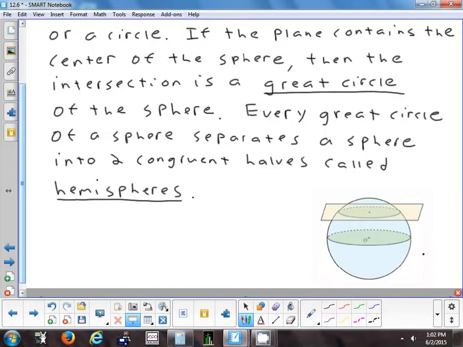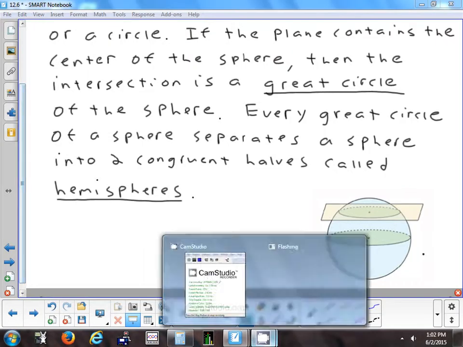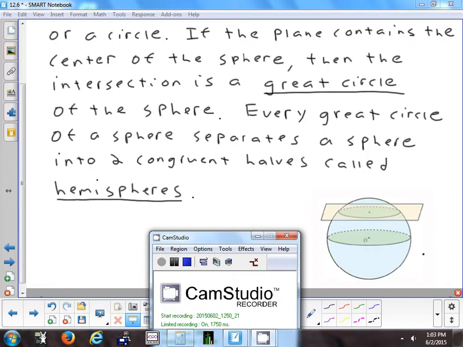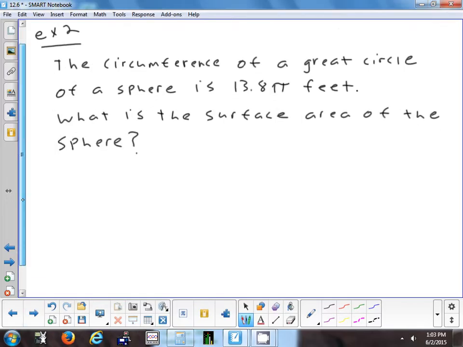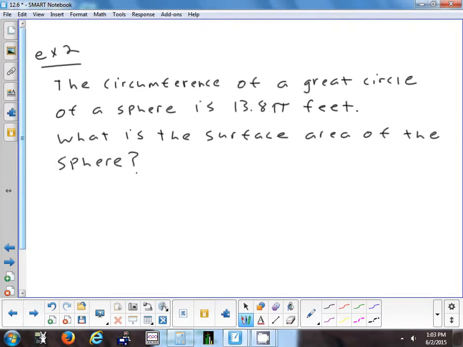So in this shape, they're showing you slicing through the sphere. This is not a great circle on top. That's smaller. If you were to slice the sphere right through the middle, they're showing the great circle down below. I just want you to understand when you slice a sphere, your cross section is a circle. Question on that?